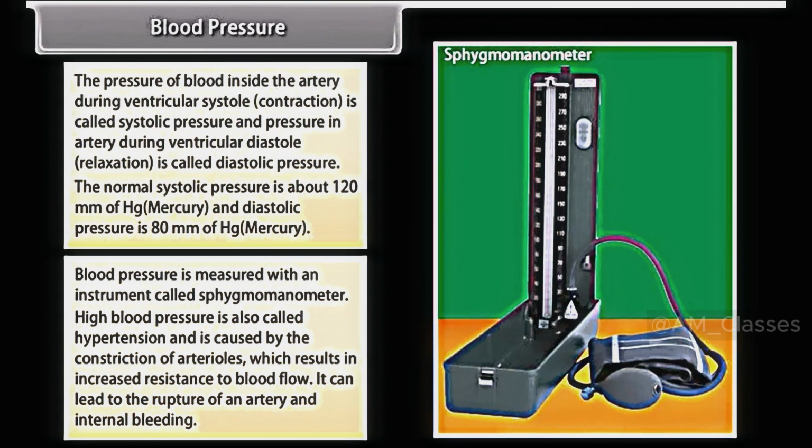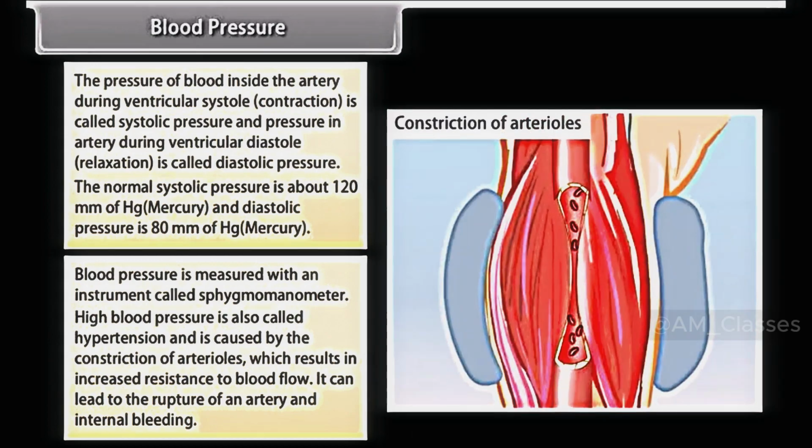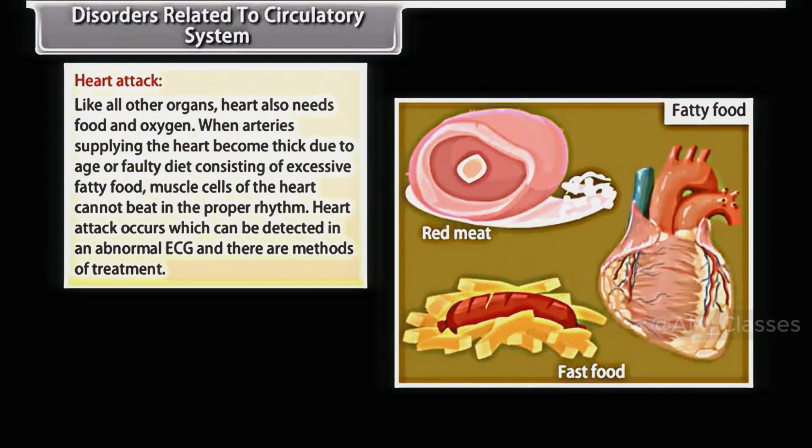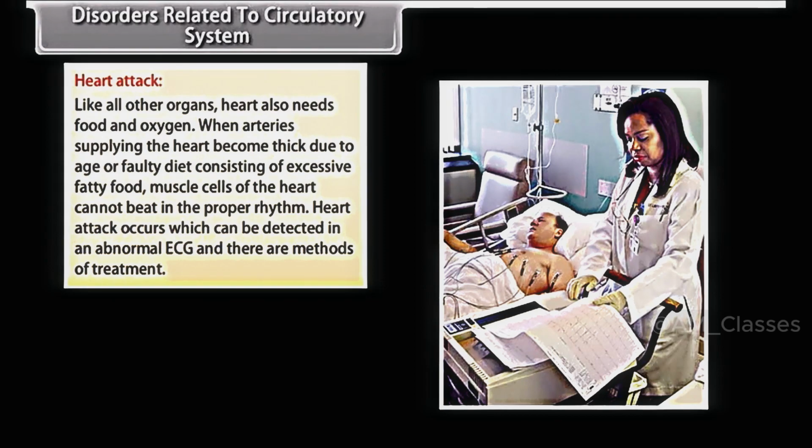High blood pressure is called hypertension and is caused by the constriction of arterioles, which results in increased resistance to blood flow. It can lead to the rupture of an artery and internal bleeding. Disorders related to the circulatory system. Heart attack. Like all other organs, the heart also needs food and oxygen. When arteries supplying the heart become thick due to age or faulty diet consisting of excessive fatty food, muscle cells of the heart cannot beat in the proper rhythm. Heart attack occurs, which can be detected in an abnormal ECG, and there are methods of treatment.